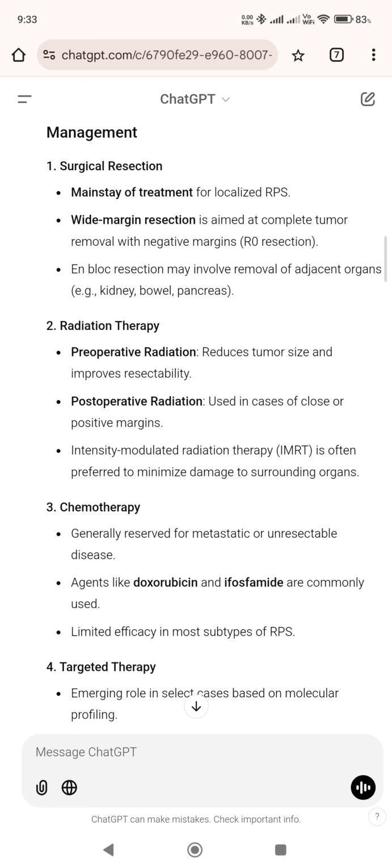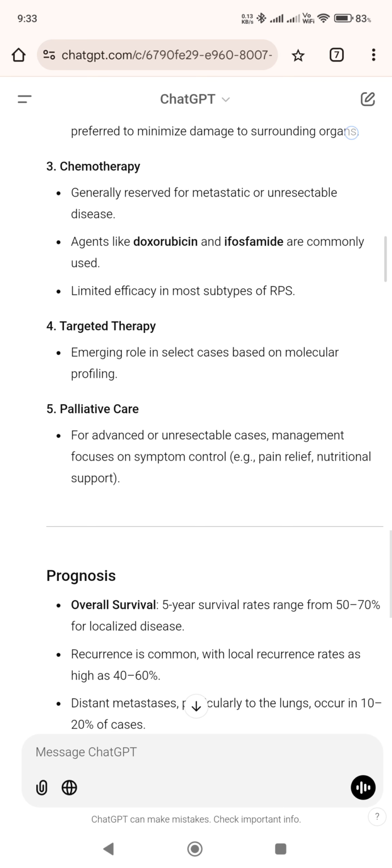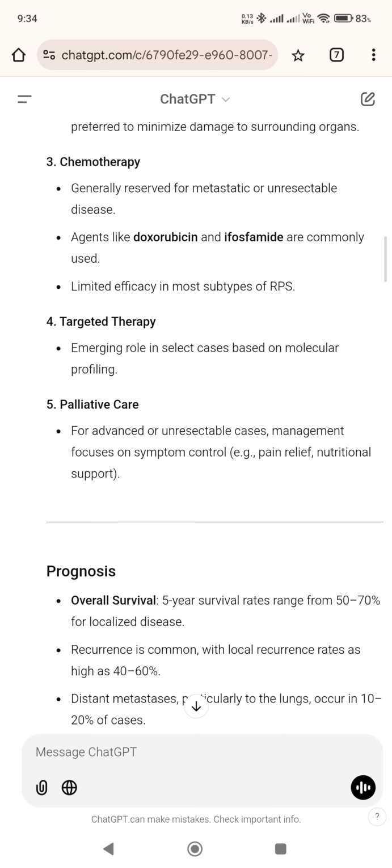3. Chemotherapy, generally reserved for metastatic or unresectable disease. Agents like doxorubicin and ifosfamide are commonly used. Limited efficacy in most subtypes of RPS. 4. Targeted therapy, with an emerging role in select cases based on molecular profiling. 5. Palliative care. For advanced or unresectable cases, management focuses on symptom control, e.g. pain relief, nutritional support.